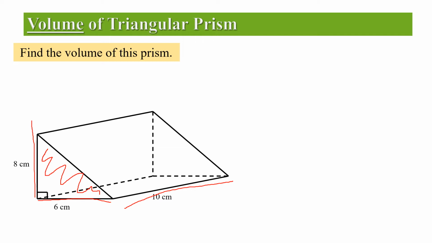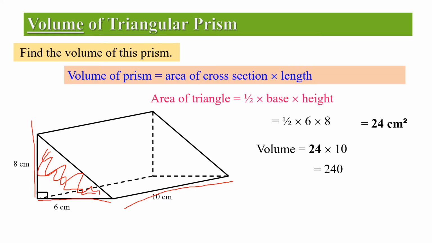To find the volume of a triangular prism, we need to find the area of this cross section, which is a triangle, which you have learned to do in the previous lesson. So once we find the area of the triangle, we then multiply it by the length of the prism.